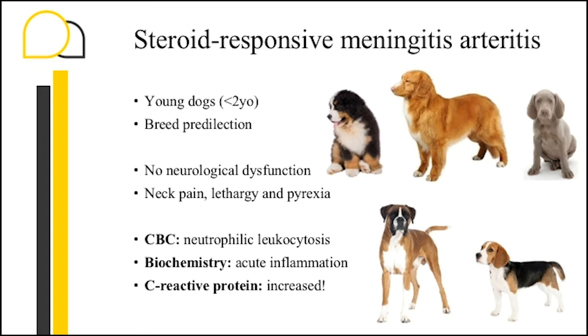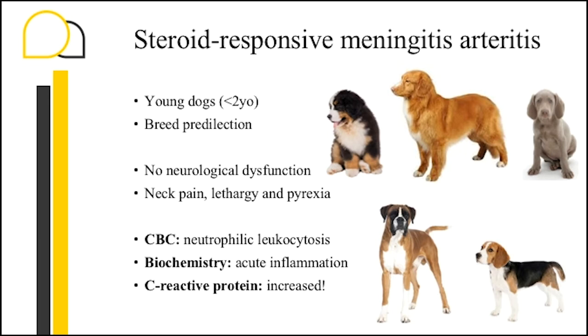So, the first disease that I'm going to talk about is steroid-responsive meningitis arteritis. This is a condition seen in puppies or in very young dogs. Although it may happen in many breeds, there is a strong breed predilection, with beagles, boxers, Weimaraners being overrepresented. Since the disease does not affect the spinal cord parenchyma, neurological deficits like paresis or ataxia are not seen. Instead, the most common clinical signs are rather systemic, and these include neck pain, lethargy, fever, and anorexia.